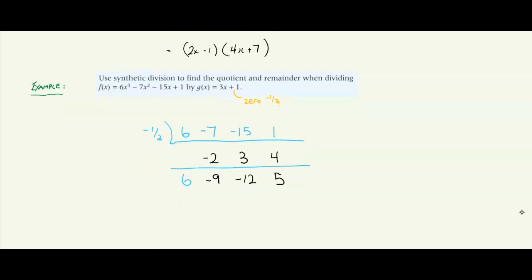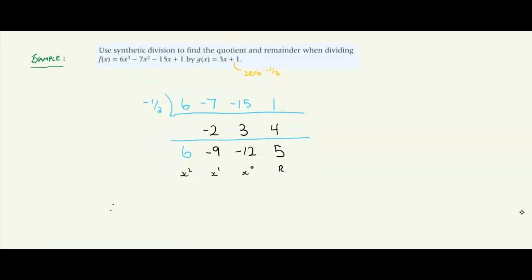So here I have a cubic divided by a linear. I've got a quadratic with a remainder here. So I've got a quadratic, x squared, x to the 1, x to the 0 there. So now my factors are going to look like this. So I've got my function of x is equal to x plus a third by 6x squared minus 9x minus 12 with a plus 5 on the end.